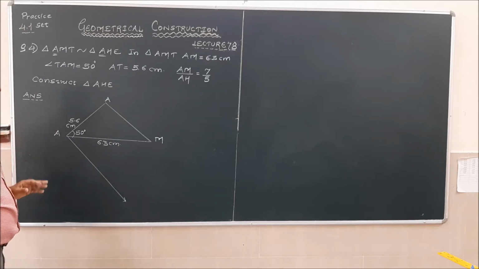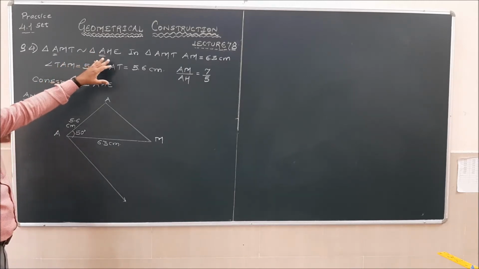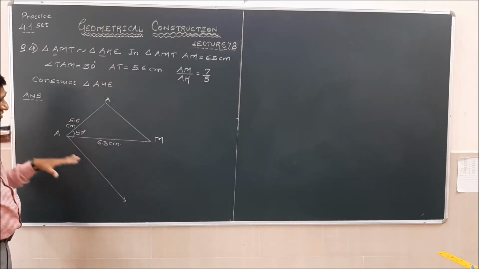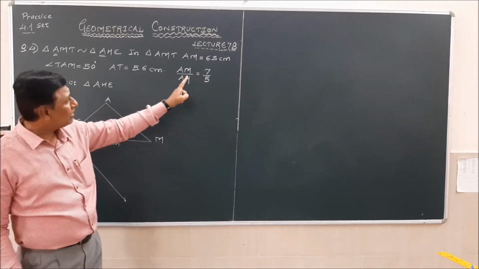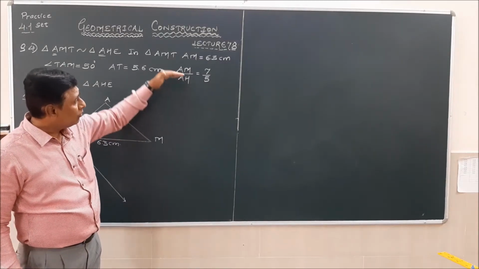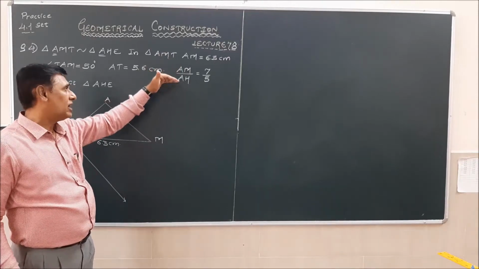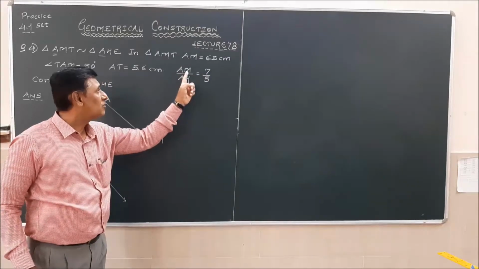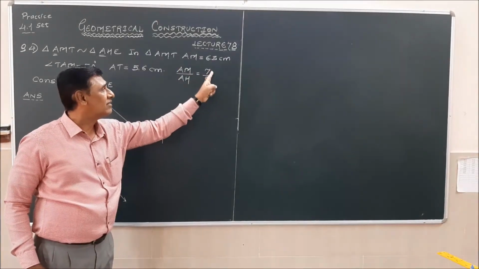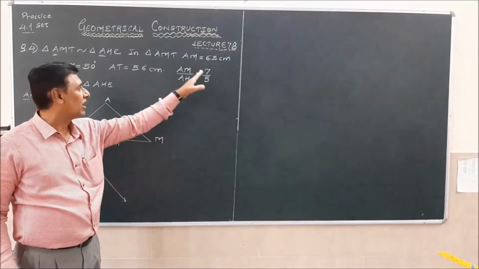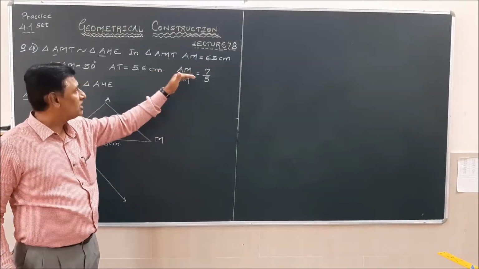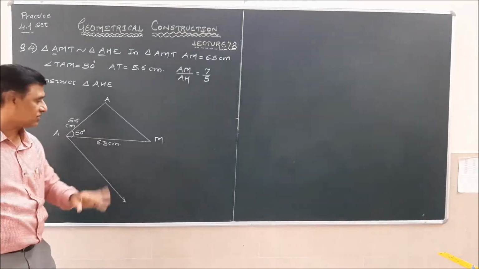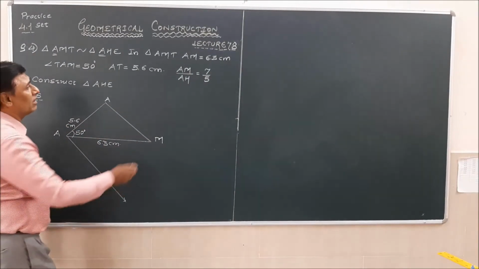Then you will find we have to decide whether triangle AHE is greater or AMT is greater. That means which is the outside one. That you can get from this ratio. Now you find the ratio of AM to AH is 7/5, which shows that triangle AMT is outside. Why? 7 is greater than 5. So triangle AMT is outside and triangle AHE will be inside.